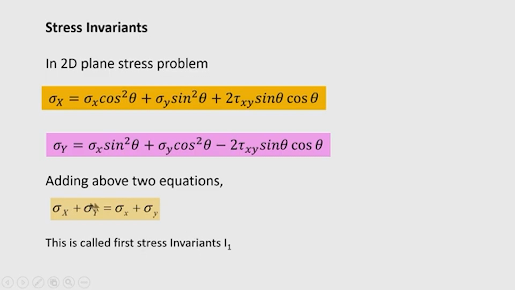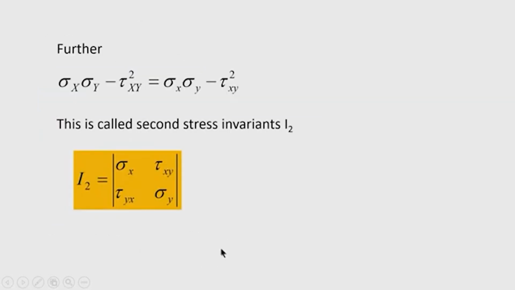So, therefore, this quantity is known as stress invariance, and it is known as first stress invariance. So, there is another stress invariance. It can be proved that σ_X σ_Y − τ²_XY equals σ_x σ_y − τ²_xy.